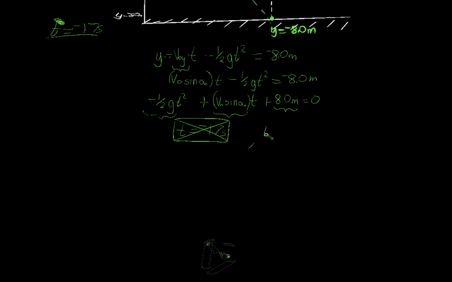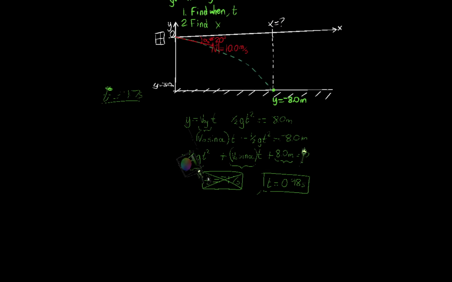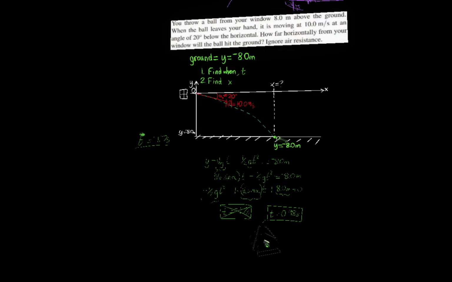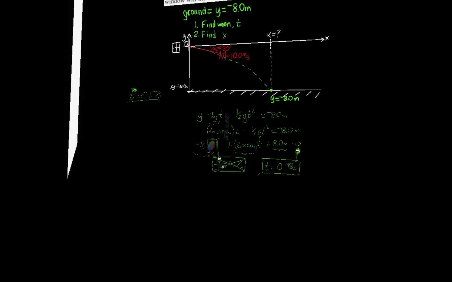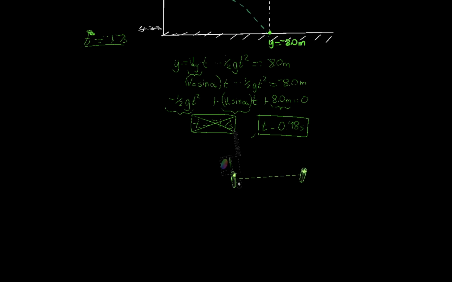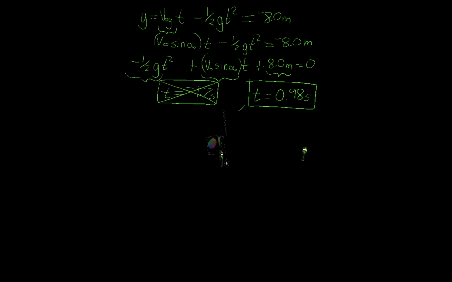The other one is t is equal to 0.98 seconds. And that is the time that we want. It's the only time, unless you're talking about the ball bouncing. That is this time here. It leaves the window, it comes down, and it hits the ground. Y is equal to negative 8 meters at this time. This is when it hits the ground.